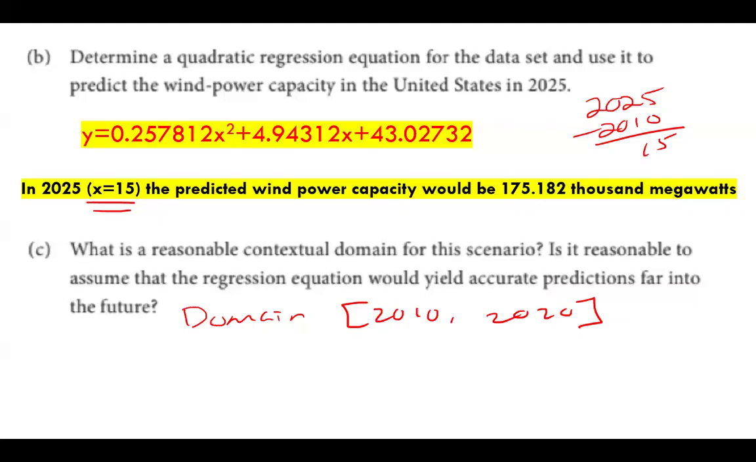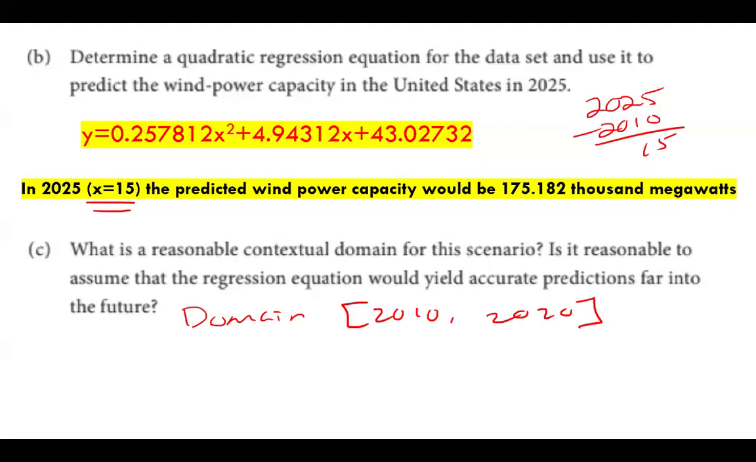All right. Next, it says, what is the reasonable contextual domain for this scenario? Is it reasonable to assume the regression equation would yield accurate predictions far into the future? So this part is like asking you, what is the domain of the data you're given? Well, the domain of the data I'm given is from 2010 to 2020. And when we're talking about contextual, we're asking, how far do you think this will keep going? Like, how many years can I predict?